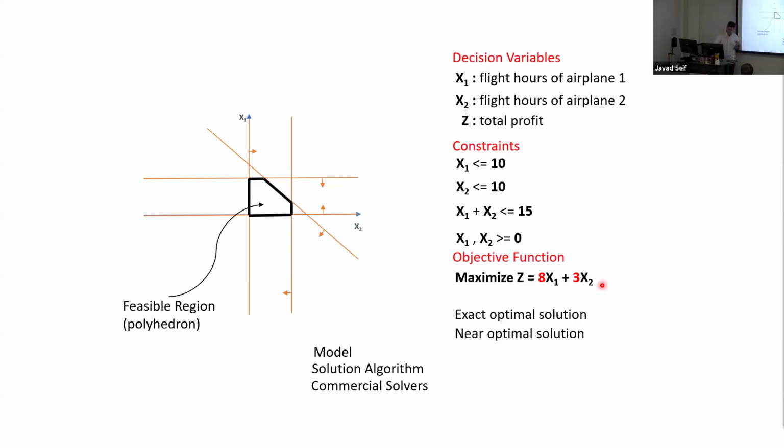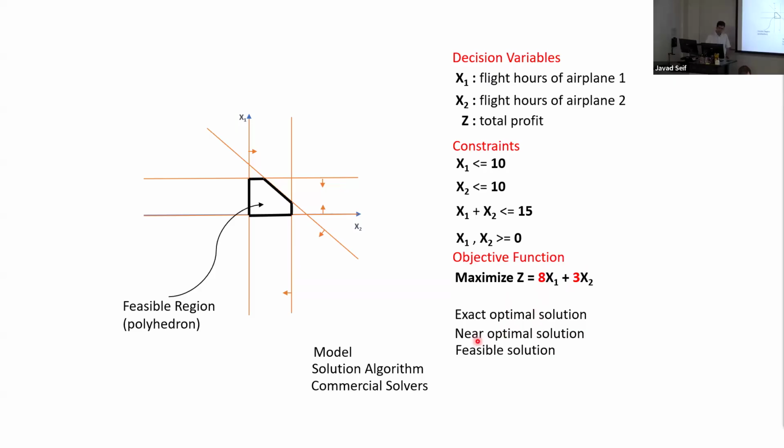Near optimal means, for example, let's say I found a point here whose corresponding objective function value is 80. But let's say I find another point whose objective function value, when I plug it in here, is 78. Actually, let's say the optimal solution objective function value is 95. Let's say I found another point that gives me 92. It's close to that optimal solution, so I call it near optimal.